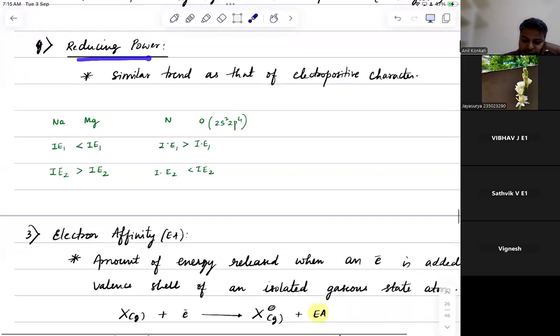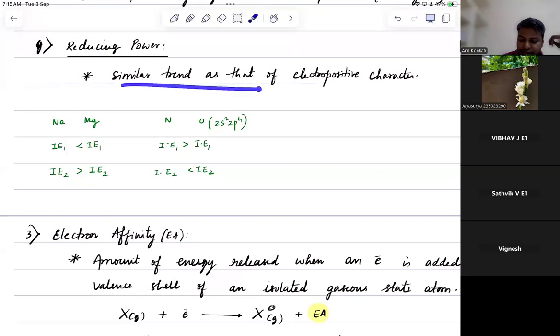Next, check out reducing power. If you have more electropositive character, that means it will have less amount of ionization energy. Got it?